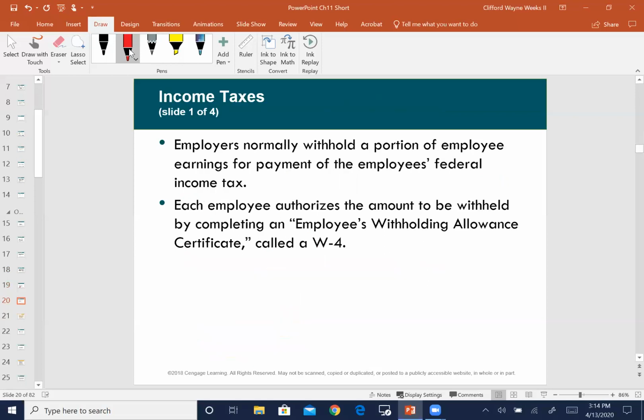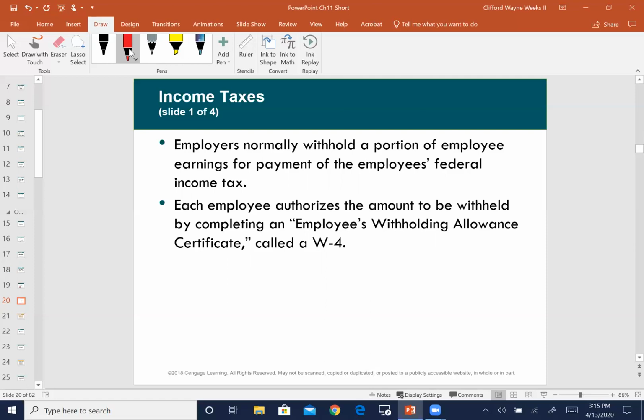Employers normally withhold a portion of the employee's earnings for payment of the employee's federal tax. Know that the employer acts as the agent of the IRS, and the money they're withholding is the employee's federal income tax. Each employee authorizes this when you fill out your W-4 form. When you got hired at your job, they asked you to fill out a bunch of paperwork. In that paperwork was this thing called a W-4, and basically it tells the employer that you're going to be taking so many different exemptions. The more exemptions that you take, the more money you're going to have as far as take-home pay.